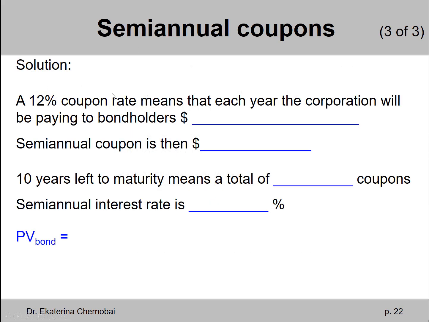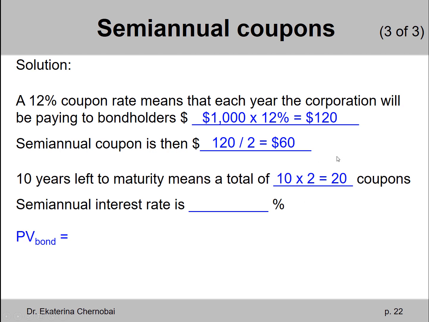We have a 12% coupon rate, so as always we can multiply it by a $1,000 face value, which will give us $120 in annual coupon. Except because our coupons are now semi-annual, we get half of that every half a year. So every half a year, whoever buys such a bond will receive a $60 coupon. We have 10 years left to maturity, which means there will be a total of 10 times 2, or 20 coupons paid between now and the maturity date.